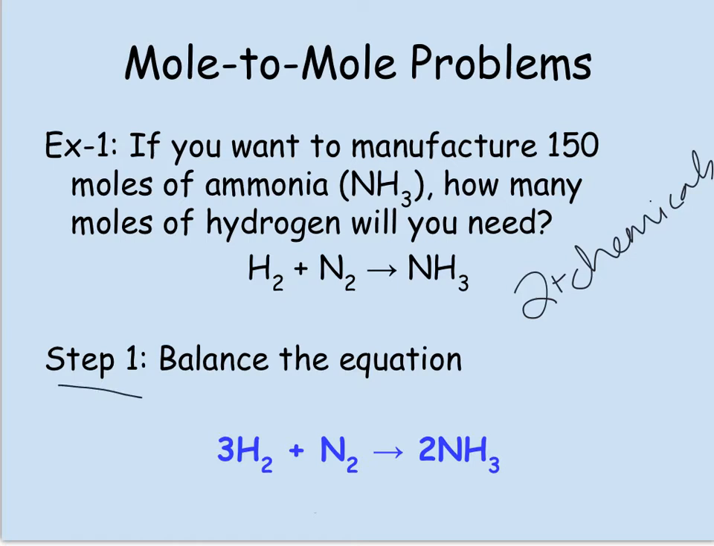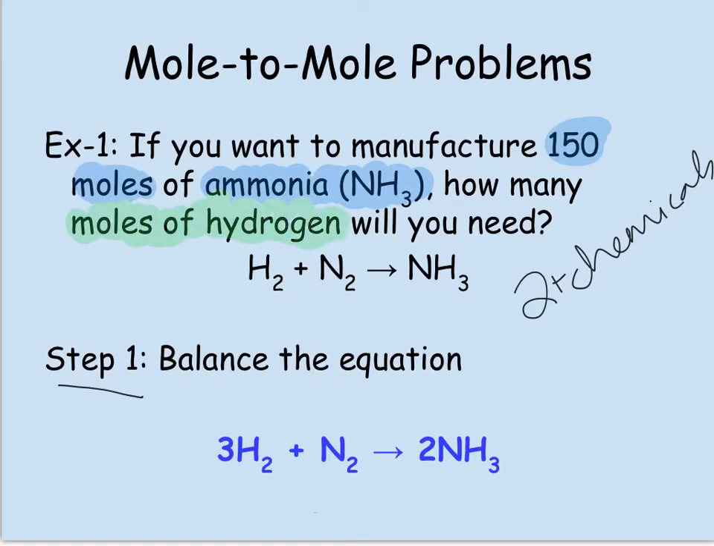So the question is saying, if you want to manufacture 150 moles of ammonia, so I'm going to highlight that, it says how many moles of hydrogen, so let me highlight that a slightly different color, will you need?